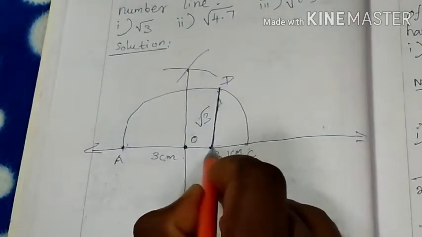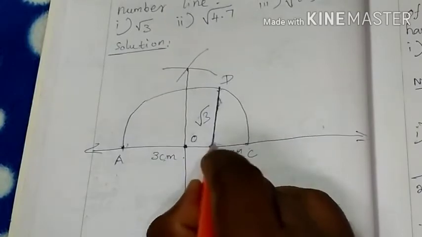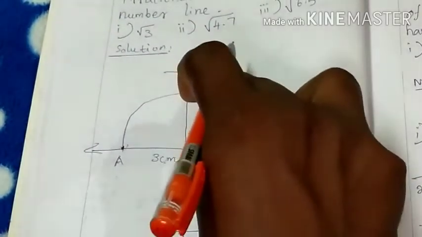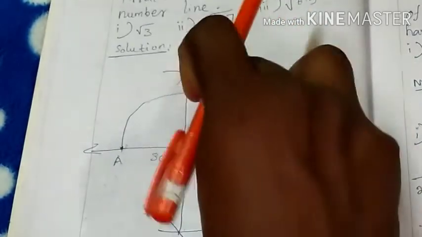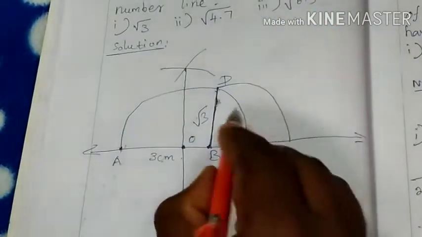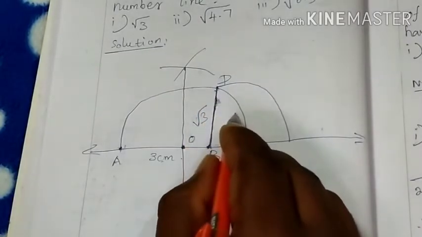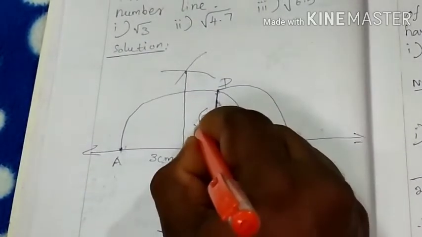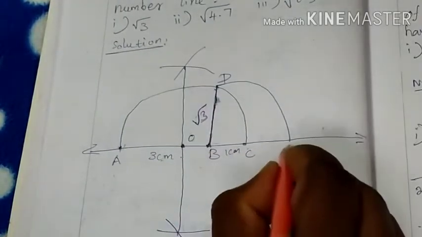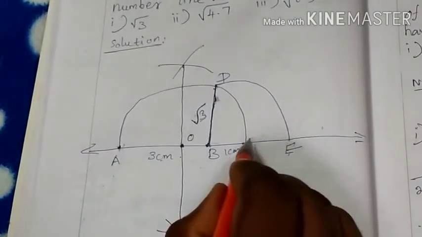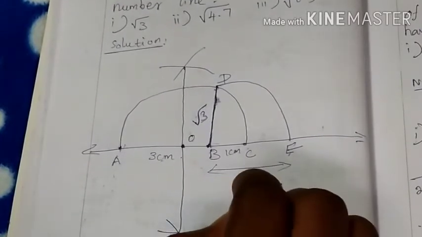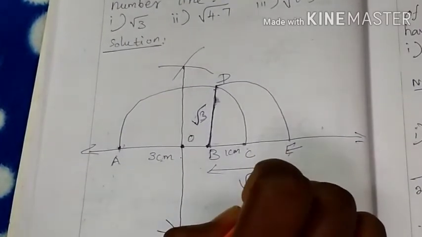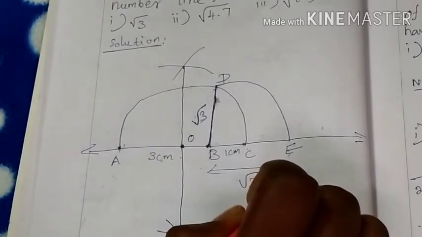Using the compass, put the sharp edge at B. Measure BD and draw an arc, with BD as radius. BD is the square root of 3, and the intersecting point is E. So BE is equal to root 3 as well. That's all, this is the whole diagram for your question.